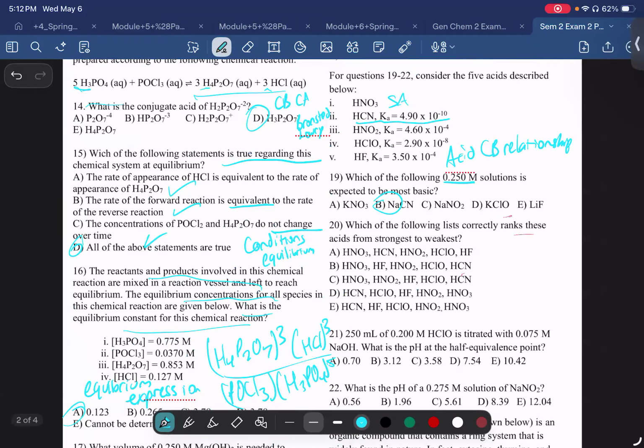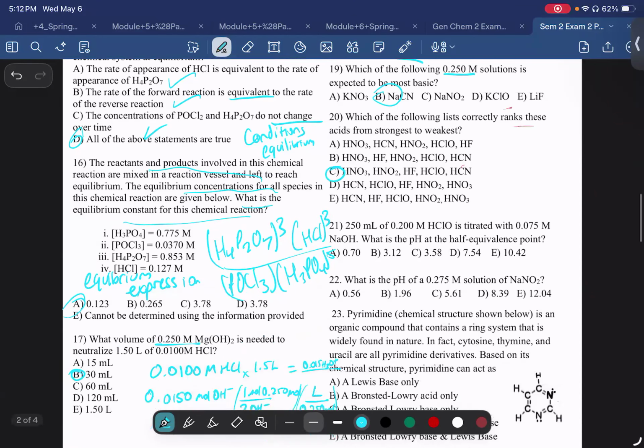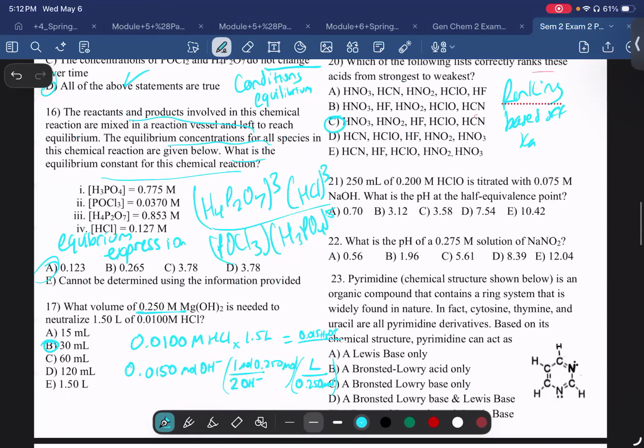All right, so this is just simply ranking the acids using Kas. So it'd be strongest to weakest. HCN would be the last, and HNO3 would be the first. And then you want to make sure you remember HNO2 is going to be stronger than HF. So that's what I see as the answer there. Okay, so this is just ranking based off Ka values, which is the question you guys did in class.